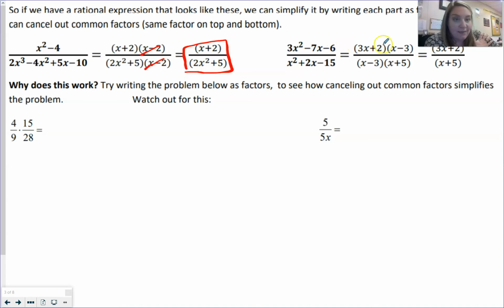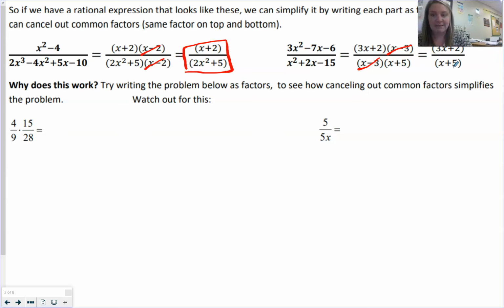Same thing over here. Once I factor each piece, I notice that they both have an x minus 3. So they cancel out. We're left with 3x plus 2 over x plus 5. Okay? So let's look at why this works. Let's try things with just numbers. Try writing the problem below as factors to see how canceling out simplifies the problem.